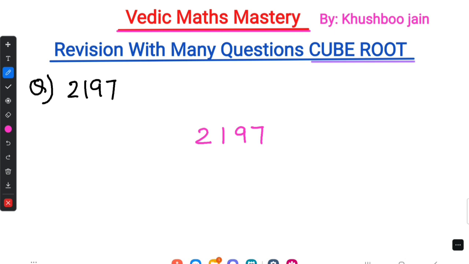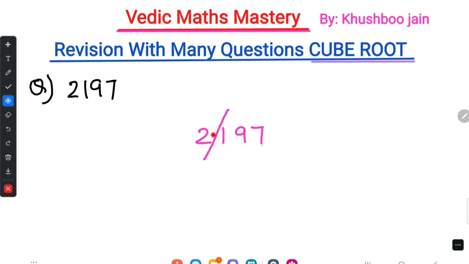So the number 2197 will be represented as what? As I told you, put a slash. Right to left, you have to put a slash after the three digits. So I put the slash.